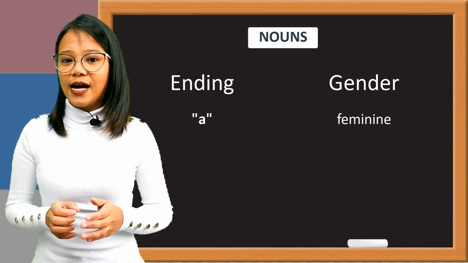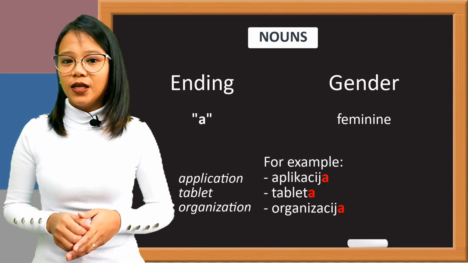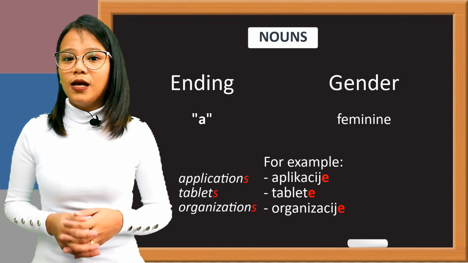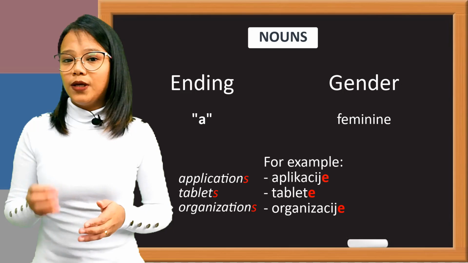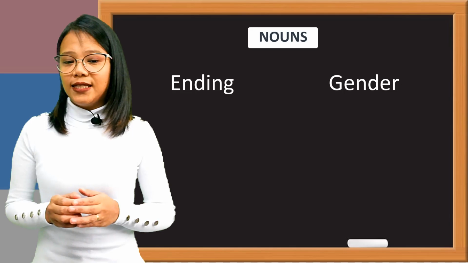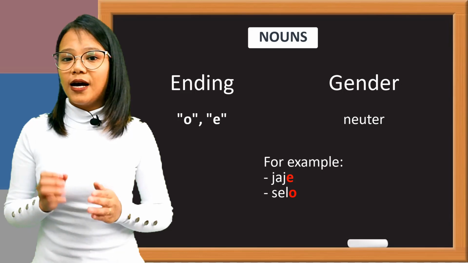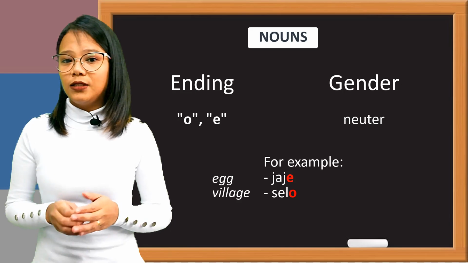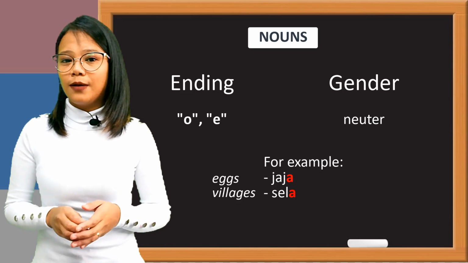Usually, if the ending is a, then it's feminine. For example, aplikacija, tableta, organizacija. In plural form, you will change the a to e. For example, aplikacija will become aplikacije. Tableta will become tablete. Organizacija will be organizacije. Usually, if the ending is o or e, then it's neuter. For example, jaje, selo. And in plural form, you will change those endings to a. So, jaje will become jaja, then selo will become sela.